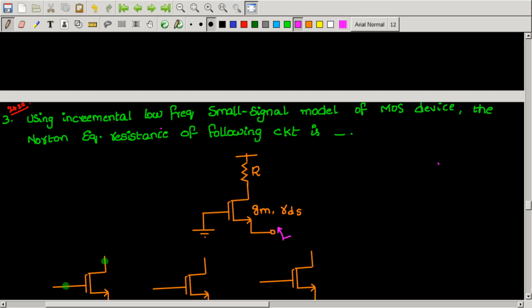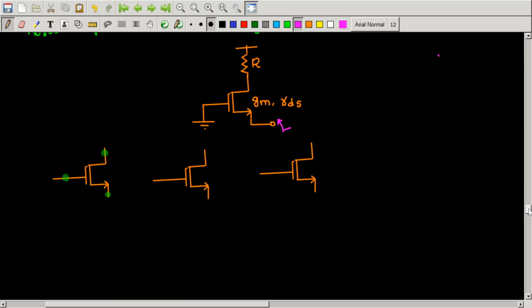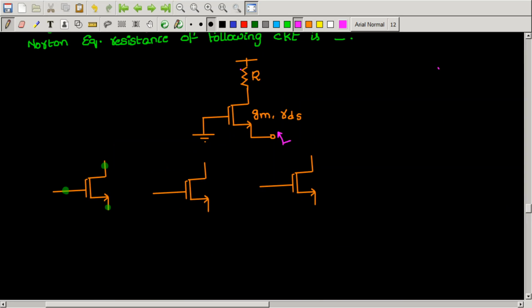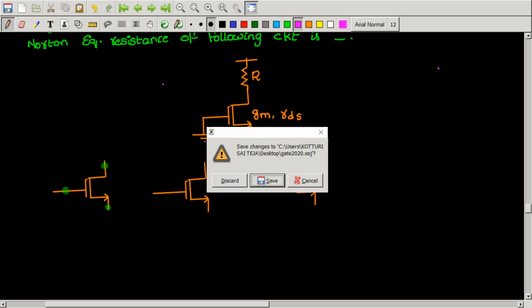Because it is given that it is a low frequency analysis, all the capacitors will be open circuited in the small signal model. So before trying to solve this problem, let us do some more problems so that we can be habituated to this type of analysis.